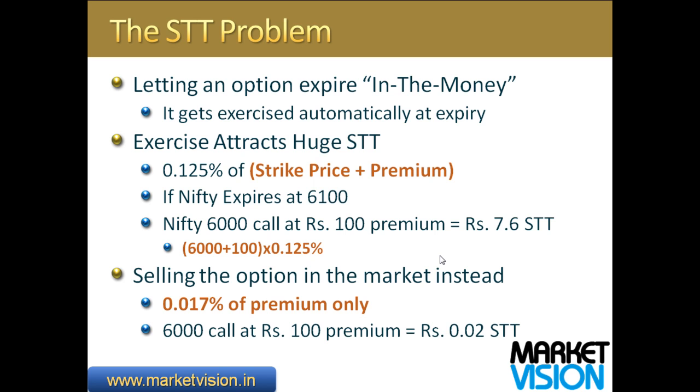At 3 p.m. instead of 3:30, let's say you decide to sell the option in the market instead. It obviously quotes at a rate. The market sale will only have an STT of 0.017%. Again, not of the strike price plus premium, but only of the premium. The same 6,000 call at 100 rupees premium has 2 paisa as STT. That's a substantial difference: 7 rupees 60 paisa if you let it expire, and 2 paisa if you sell it at 3 p.m.